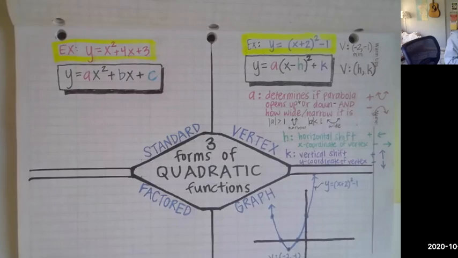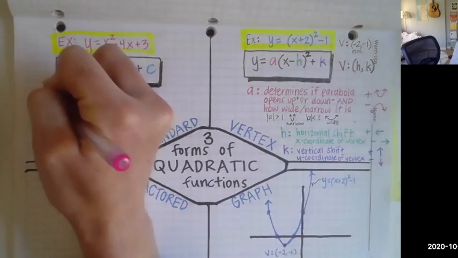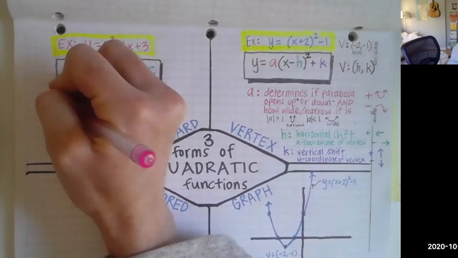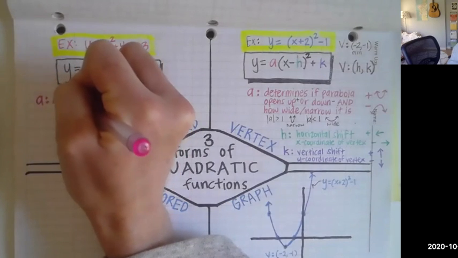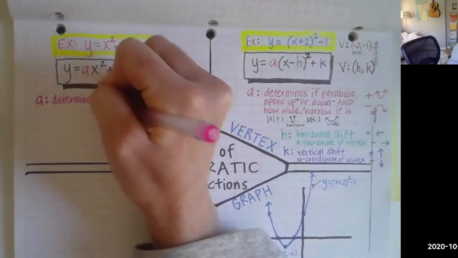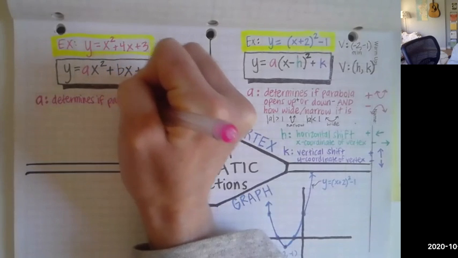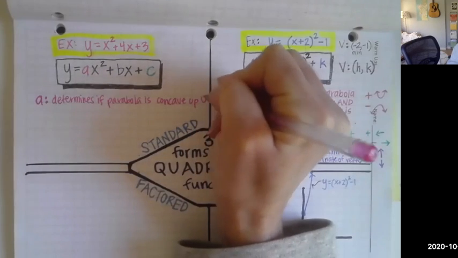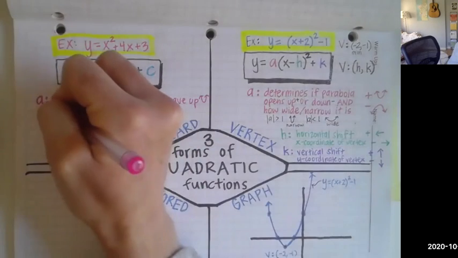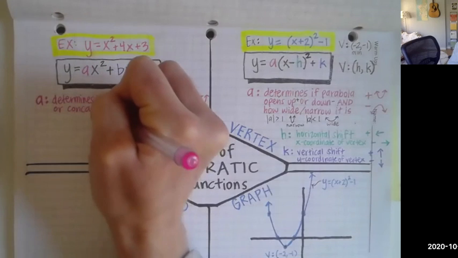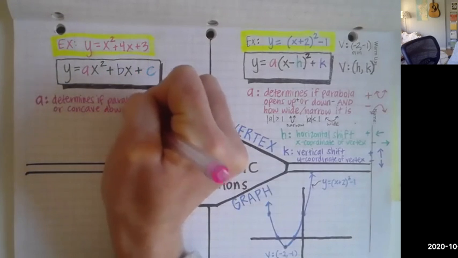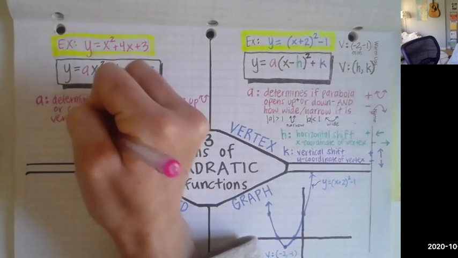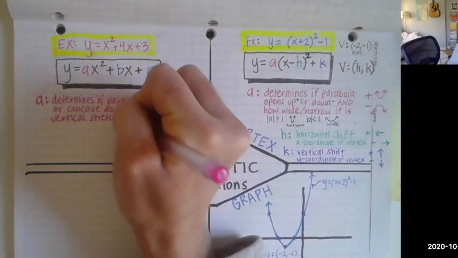Okay, what does a stand for? We already know a. It determines if the parabola is concave up, or smiling, or concave down, and also the vertical stretch or compression.